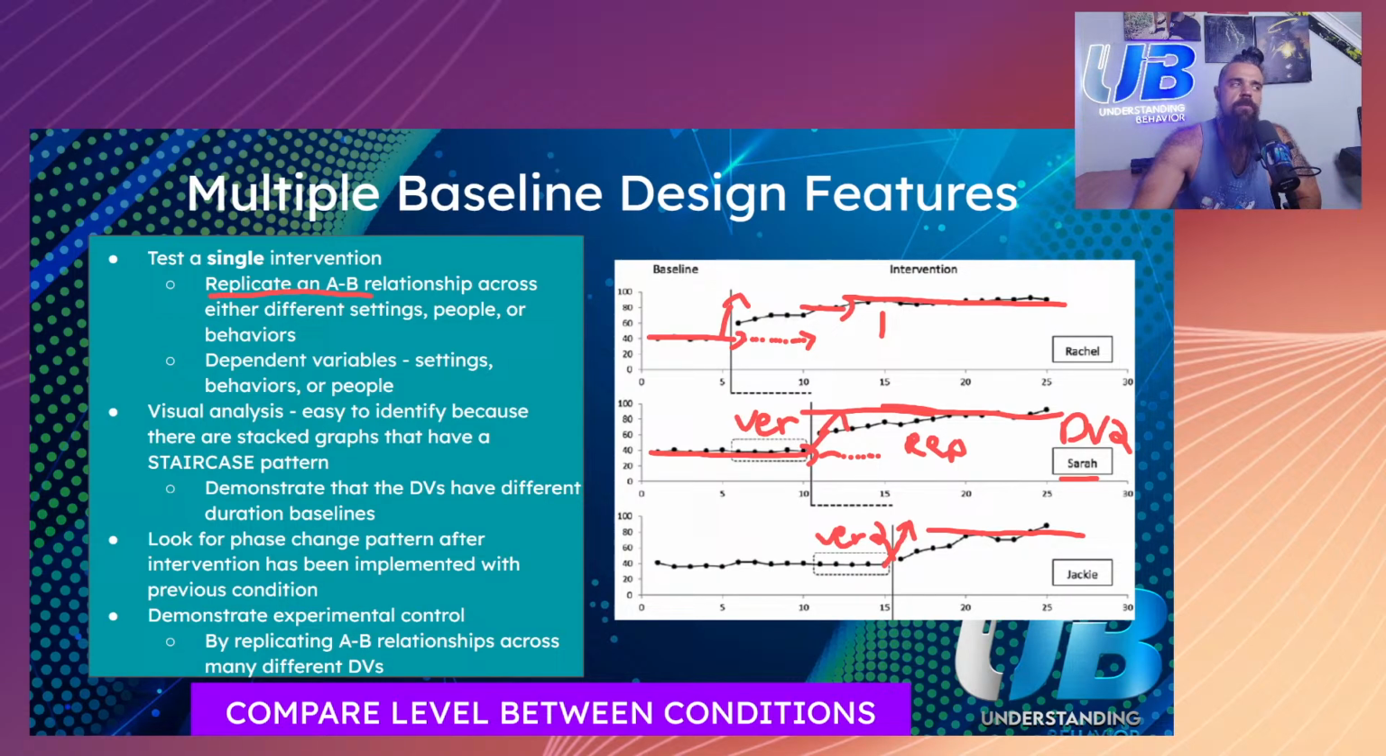So once again, we demonstrate our experimental control by replicating these A/B relationships across our different dependent variables. The more that we replicate it, the stronger experimental control we have. So once we get replication with one dependent variable, we can say, okay, we've got a little bit of experimental control, and the more we replicate that, the better experimental control we have. Cool.